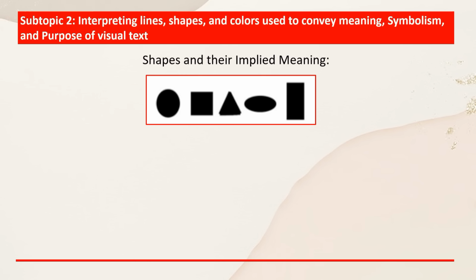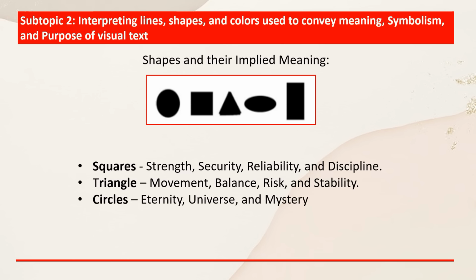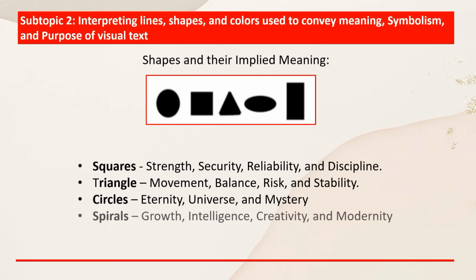Shapes and their implied meaning. Squares mean strength, security, reliability, and discipline. Triangles mean movement, balance, risk, and stability. Circles mean eternity, universe, and mystery. Spirals mean growth, intelligence, creativity, and modernity.